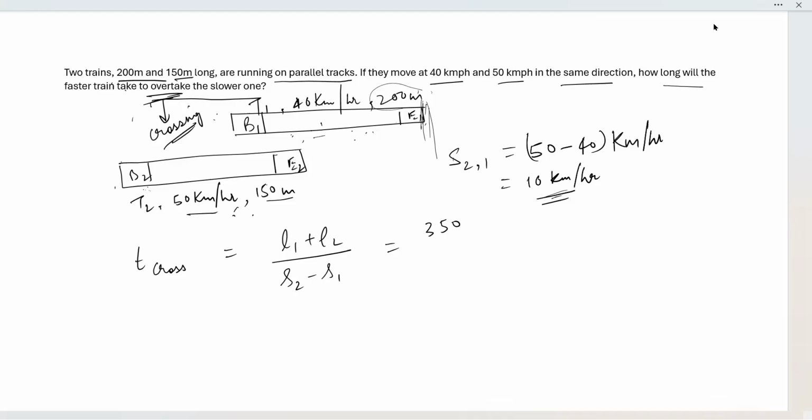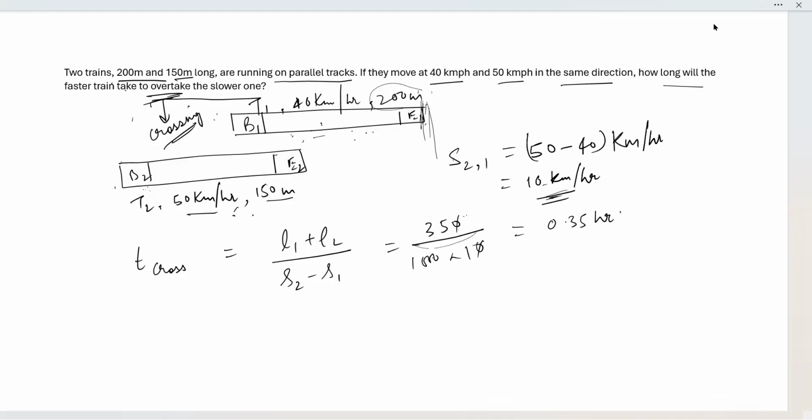350. Again, I'll use it. I will not convert the speed into meter per second. Instead, I'll use this data, the simplicity, this 350, and convert it into kilometers. So 350 by 1000. So I've converted this into kilometers, and S2 minus S1, which is 10 kilometer per hour. 10. So this becomes 0.35 hour.